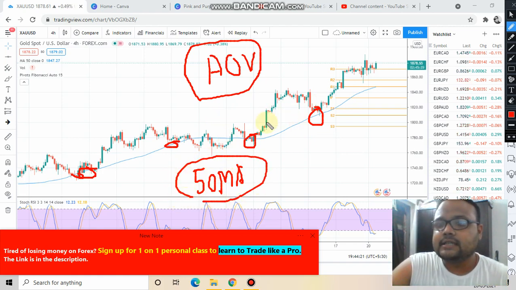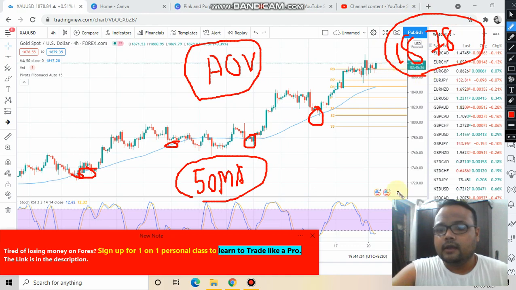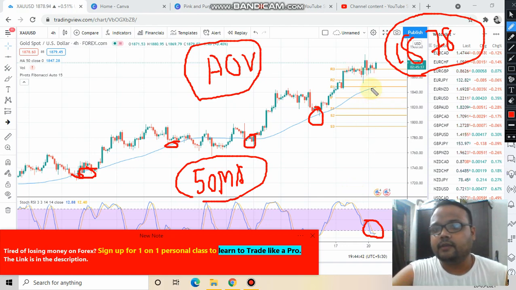And right now we can see that market is kind of going up, without taking support, market is trading at 1878 level. And if we look at the stochastic RSI, we can see this market is also in the oversold zone, but still market has not taken support at the 50 moving average.